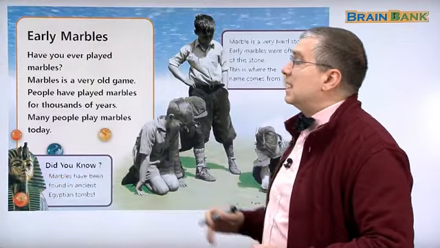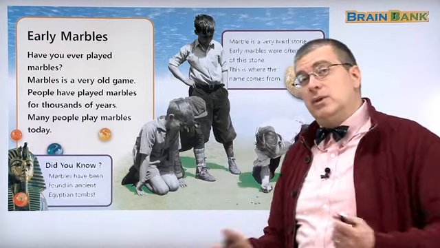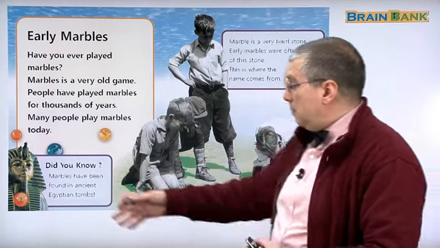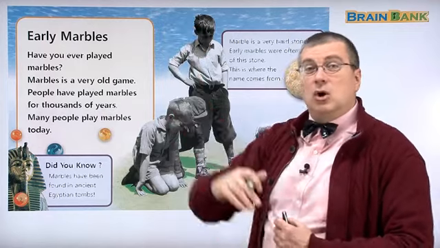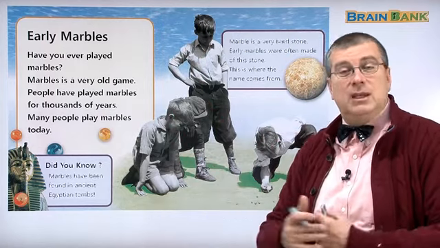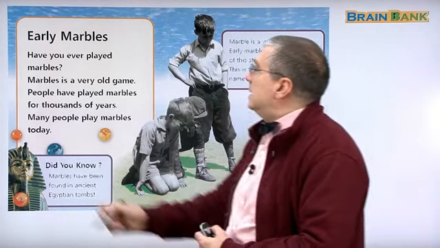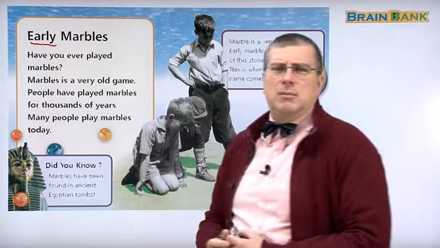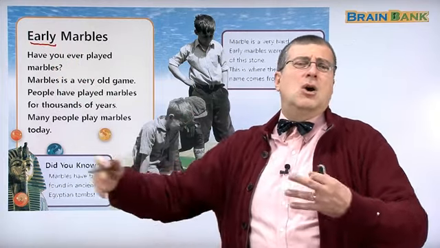Okay, let's begin with the book. Let's begin with our first subject. We're on page 2 and we're talking about early marbles. That's what we found in the table of contents. So early marbles, early marbles. Early means like a long time ago.